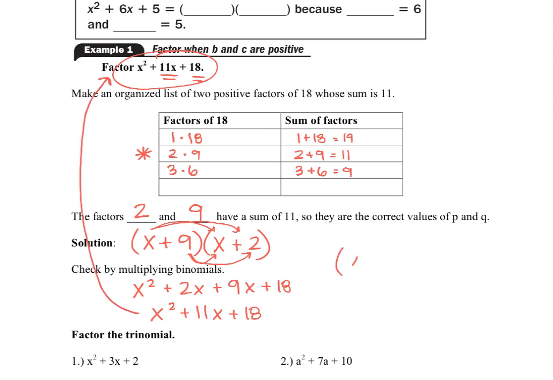So your answer here, guys, is x plus 9 times x plus 2. The directions asked you to factor that trinomial, and so those two binomials are what you get when you factor it. That's your final answer.